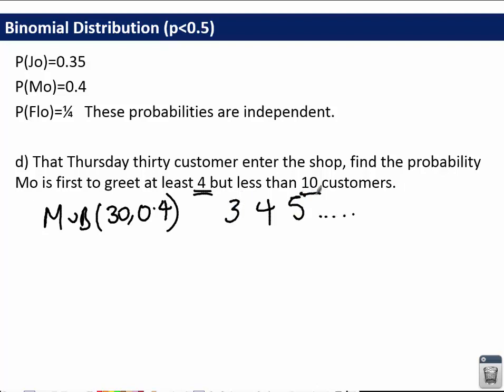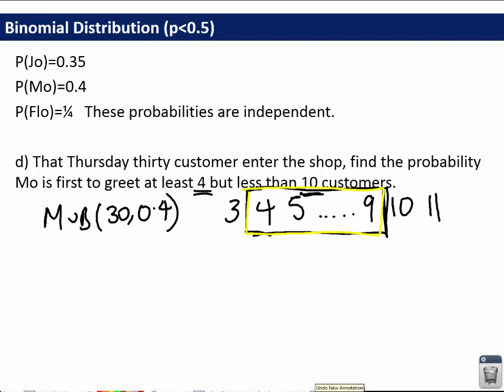10 is our second key number, with numbers either side, 9 and 11. So let's read this question again. Mo is the first to greet at least 4, so we want 4 to be included, but less than 10, so we do not want 10 to be included. So this is our section of numbers that we have here.